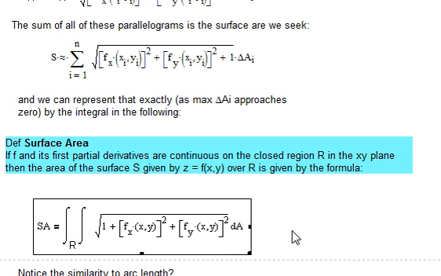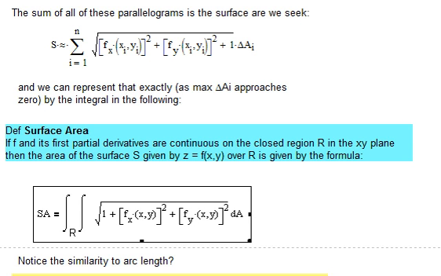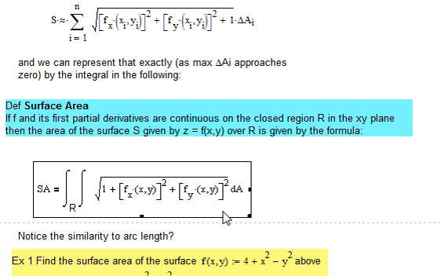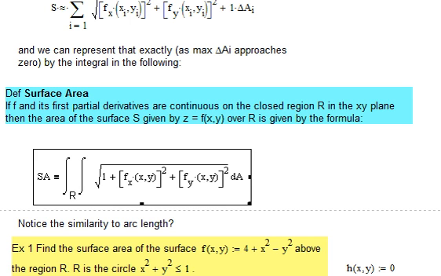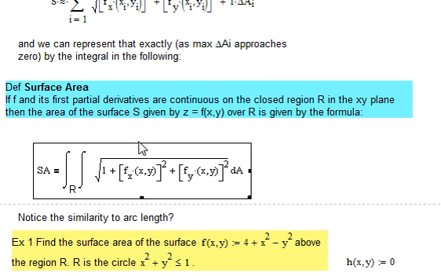Well, that's going to depend on how you set up your limits, whether that's dy dx or dx dy. Actually, we might wind up substituting r dr d theta for that anyway. So 1 plus, and here's the 1, plus this squared plus this squared. So notice how close that is to the arc length formula. When we're in 1 dimension, of course, arc length has a 2-dimensional correspondence with surface area, as you might expect.